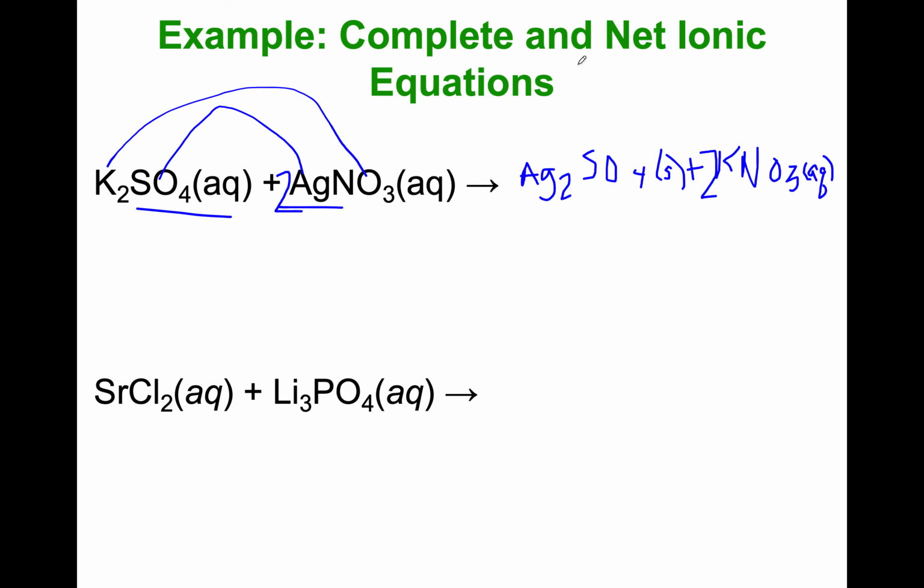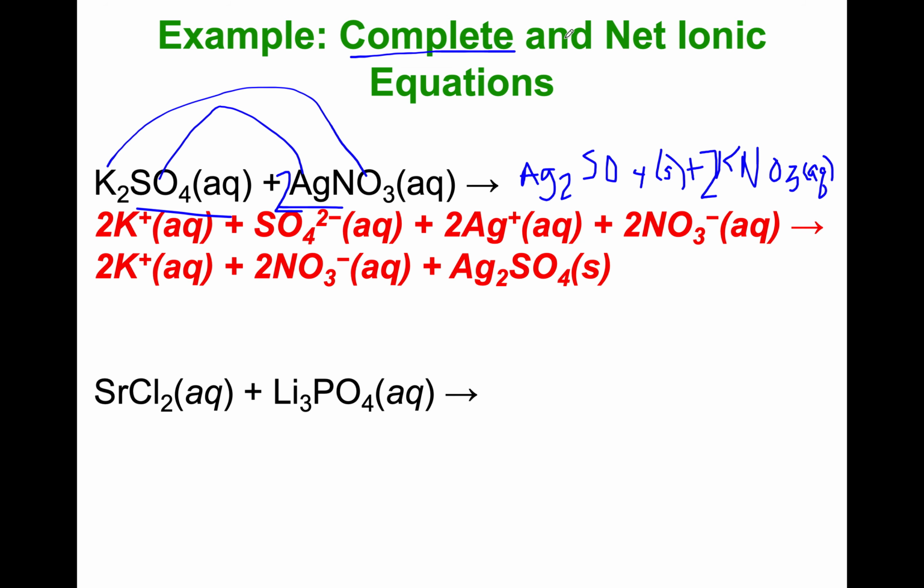Well, that takes us to the next one, the complete or total ion equation. Okay, so everything in solution. So what we need to do is go from this compound in solution and see that that's made up of 2 potassiums. Sulfate stays together, SO4 2-. There's 2 silvers, 2 nitrates.